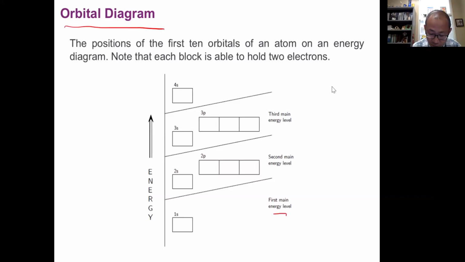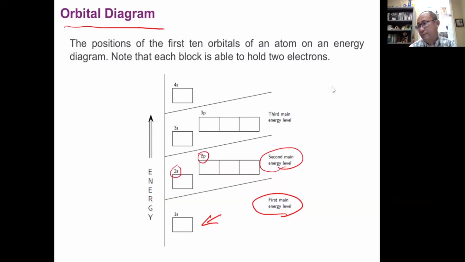The first energy level has 1 subshell with 1 orbital. That's why we use a tiny square to indicate that orbital, 1s. The second main shell, second level, has 2 subshells, 2s and 2p. 2s, 1 orbital, 1 square. 2p, we know p has 3 orbitals, so we put 3 squares. See that?